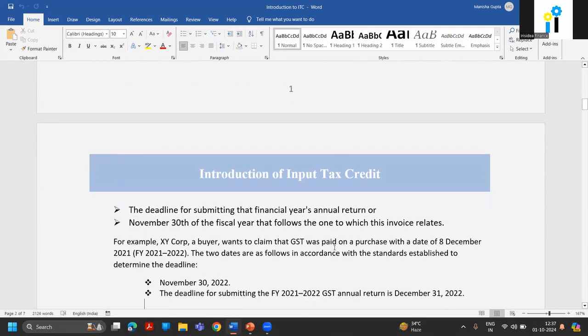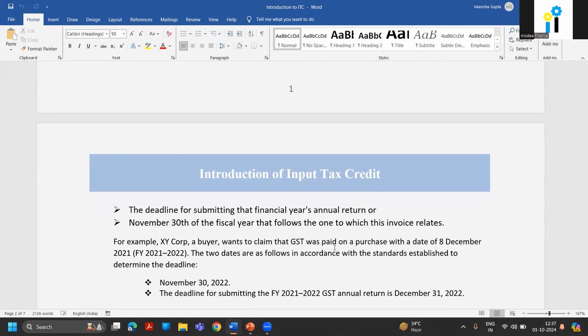First, the deadline of submitting that financial year's annual return, whichever deadline is given by the GST government, when you file that financial year's annual return, that is the time up to which you can claim ITC, or November 30th of the filing fiscal year following the one to which the invoice relates.